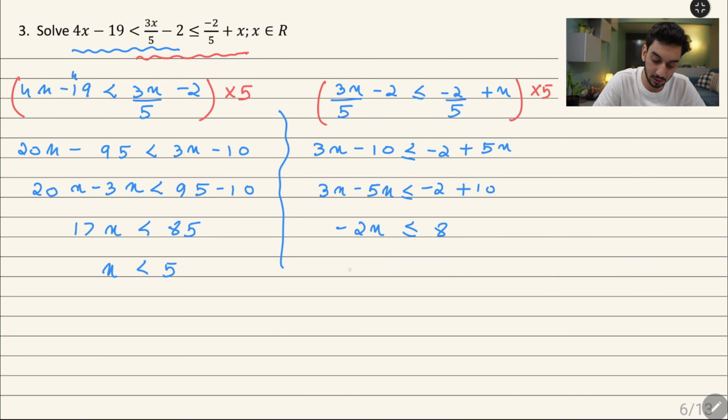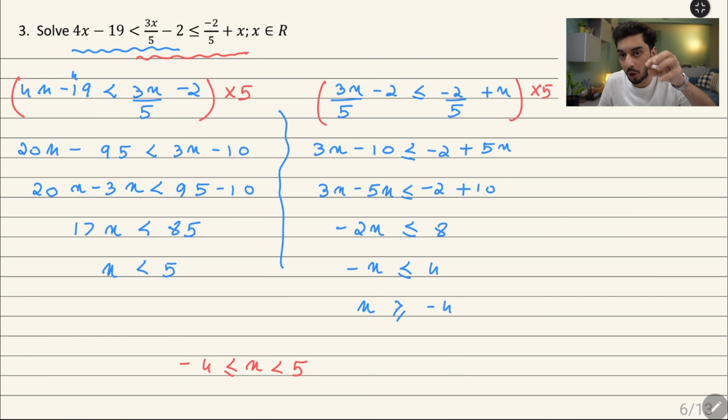I can say negative x would be less than equal to 4 because I divided by 2. Now I don't need a negative x, I need a positive x. So I can write x and I can write negative 4. And if you remember the rule, we need to flip the inequality also whenever we change the sign on both the sides. Now I just need to connect these two. How do I connect it? I write negative 4 is less than equal to x is less than 5.